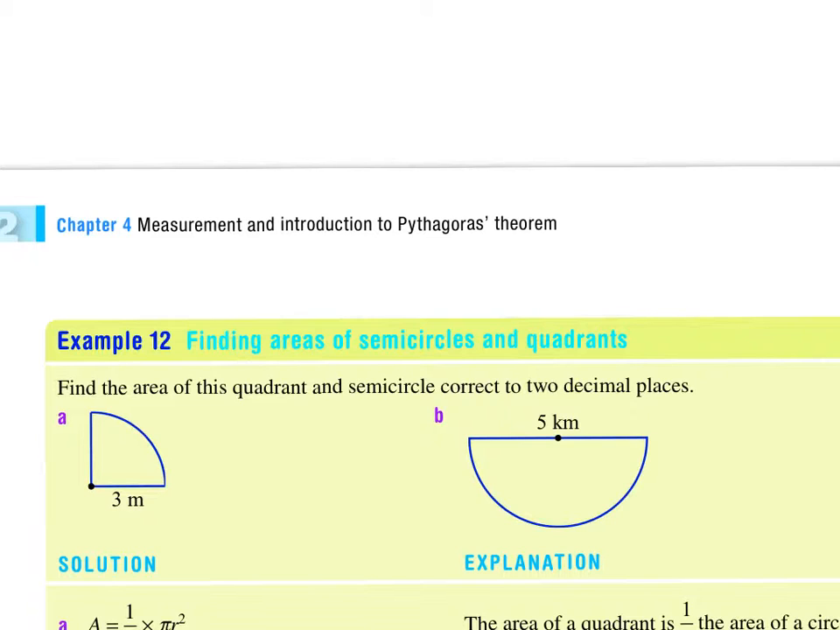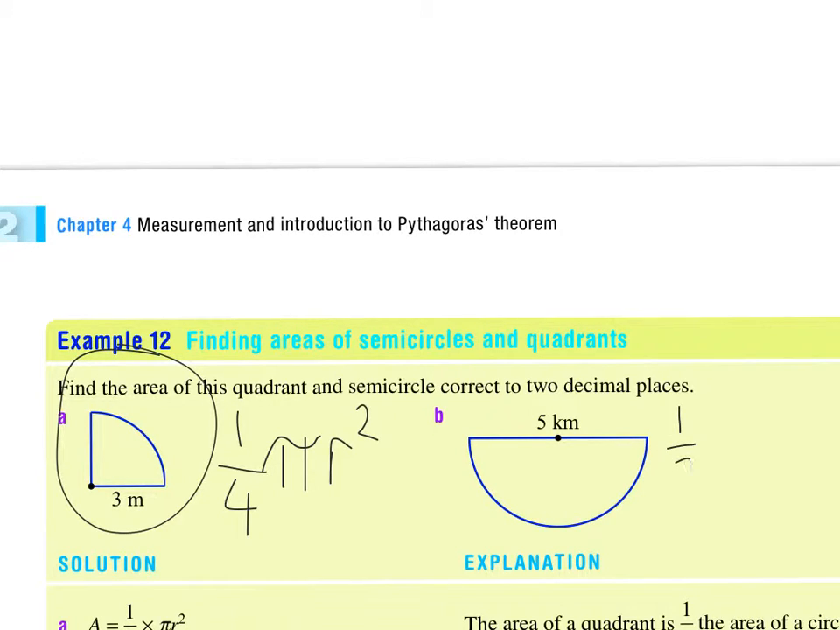So finding areas of semicircles and quadrants. Here we have a quadrant, which is actually a quarter of a circle. So I'm going to put a quarter there already. Now, if we can remember back to before, to find the area of a quarter of a circle, we just simply put the quarter at the front and times it by pi r squared. Now, if you've got half a circle, we put a half at the front and go pi r squared. Now, depending on what r is, here's our r goes there, whack that into your calculator.